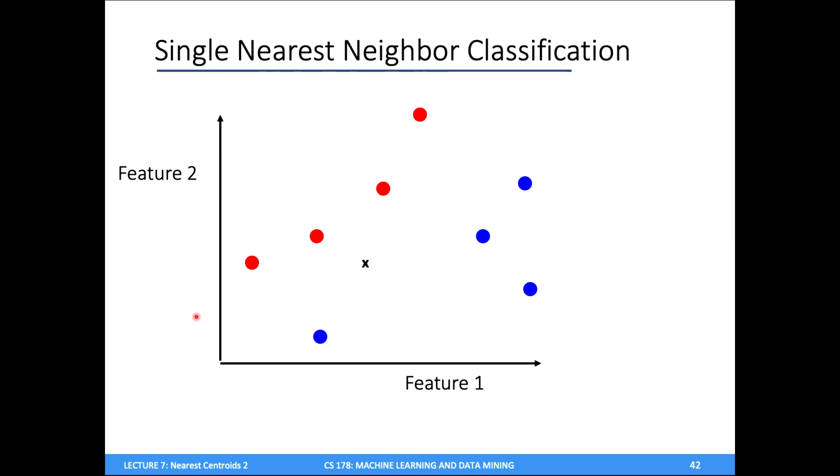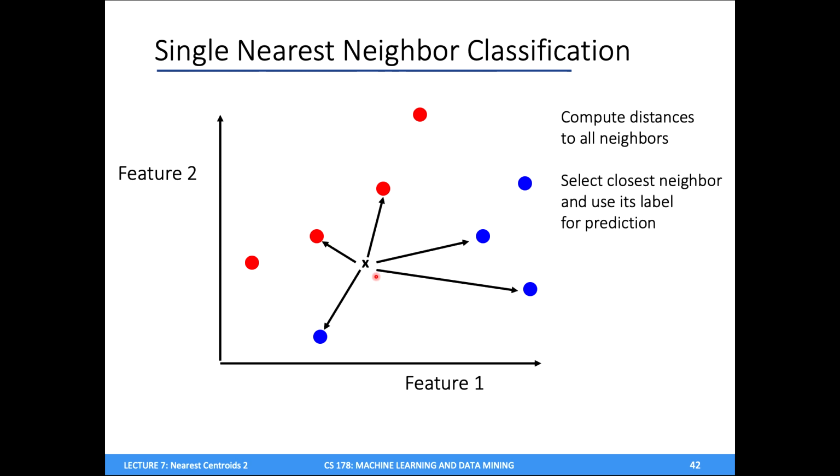Okay, so let's illustrate how this works. Let's say we've got a really simple data set here with 2 features and 2 classes. We've got some new data point X that we'd like to make a prediction for. We can compute the distance to all of its neighbors. I haven't drawn all the arrows here, but we should be computing the distance between X and every single data point in our training data. Then we pick the closest neighbor and use its label for the prediction. So in this case, this red point is closest to X, and so we would predict red for this data point X. And that's all there is to the nearest neighbors classifier.